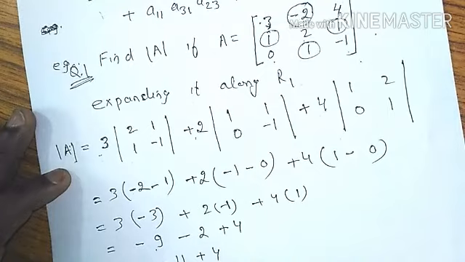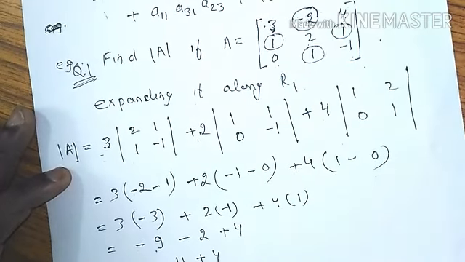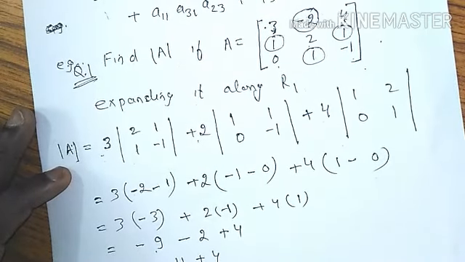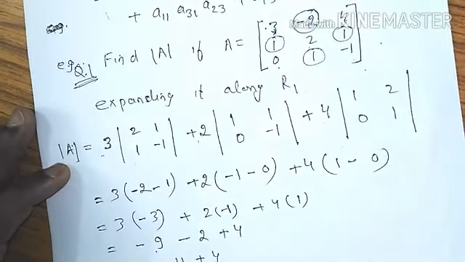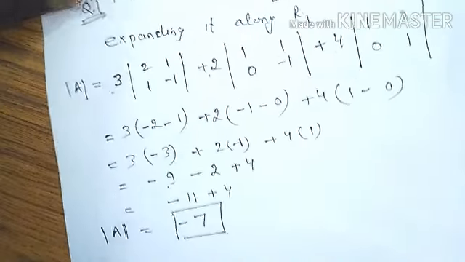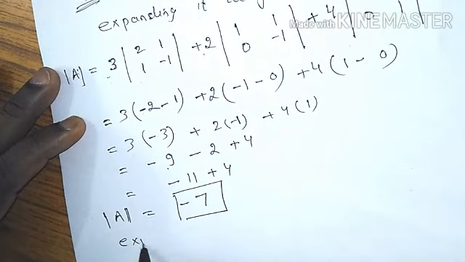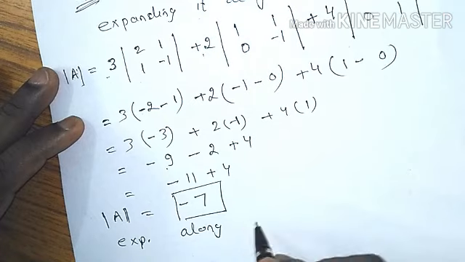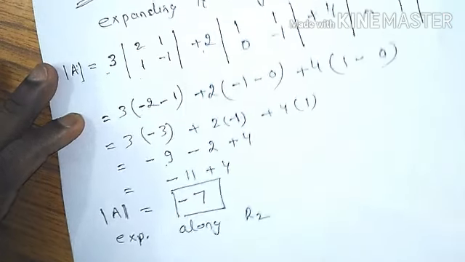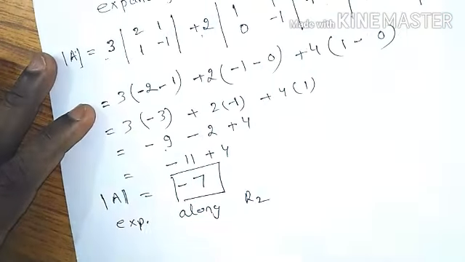Practice this properly, because this requires practice, and when you get the proper practice then it is easy. Okay, I'll do it now, but suppose I'll show it by doing the expansion along the row 2. Expanding along row 2.